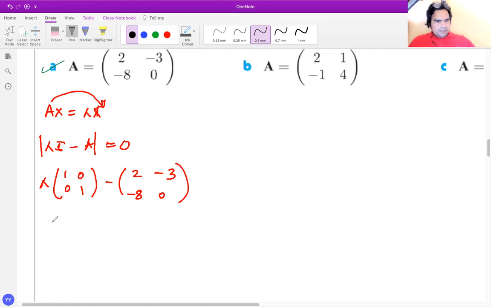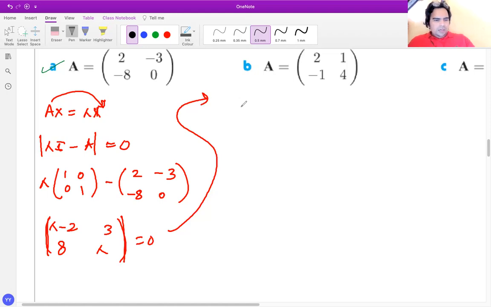So what we get is lambda minus 2, then positive 3, then 0 here, and positive 8, and lambda times 1 minus 0. So this is lambda. Now this determinant must be 0 if the eigenvector is non-zero. So lambda times (lambda minus 2) minus 3 times 8 equals 0. So we get lambda squared minus 2 lambda minus 24 equals 0.